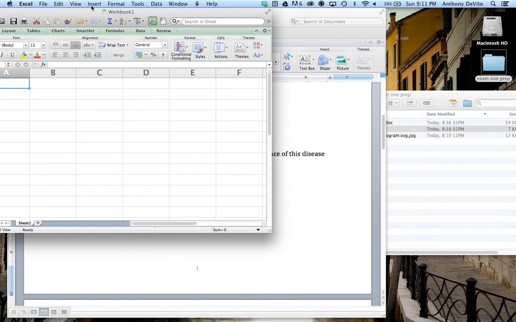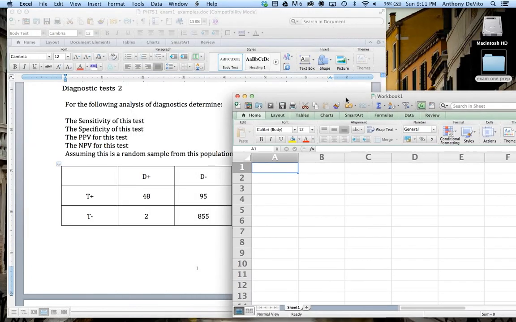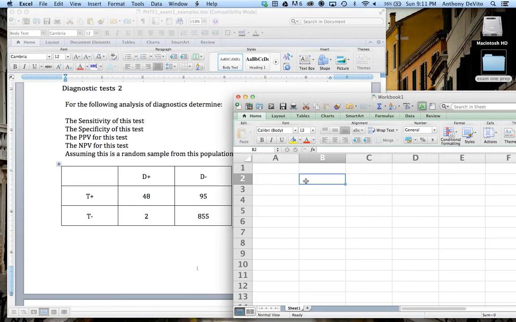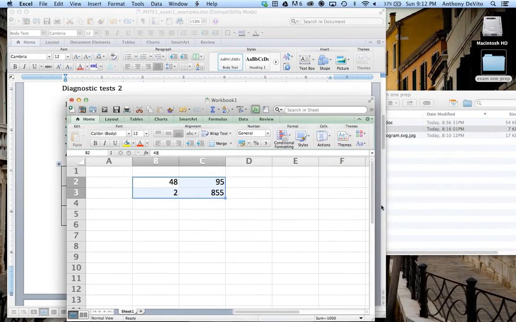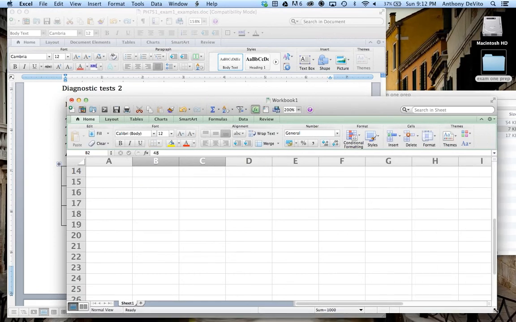Let's see. Okay, so I'm going to put these numbers in here. 48, 2, 95, and 855. Okay, and while I'm at it, I'm just going to highlight this and put this box in here. The selections don't show up that I want. I'll make it a little bit wider. There we go. Put these borders in there.